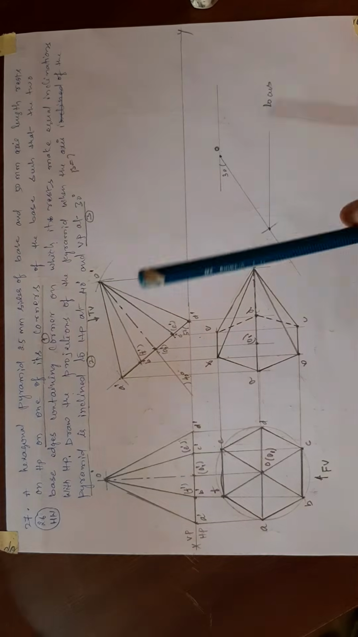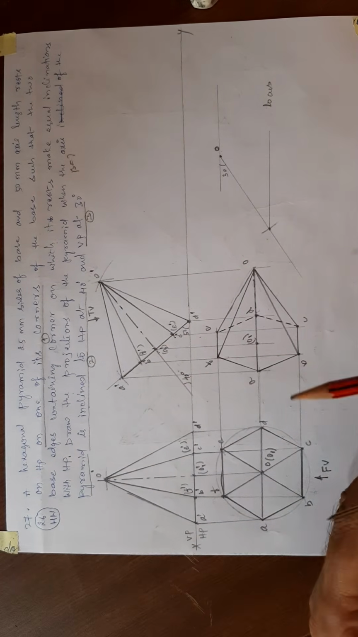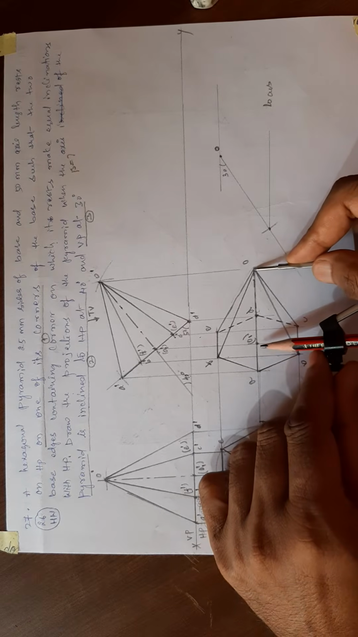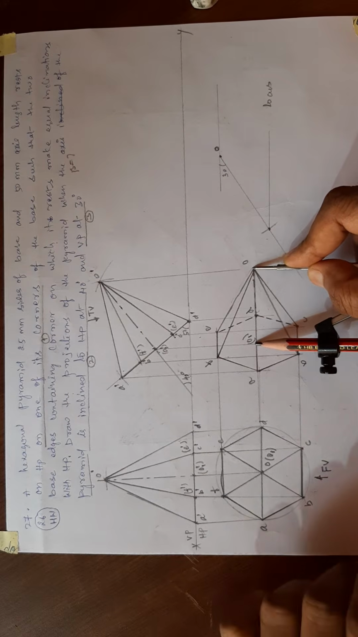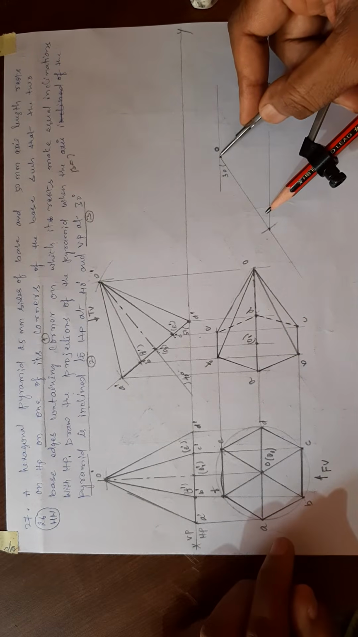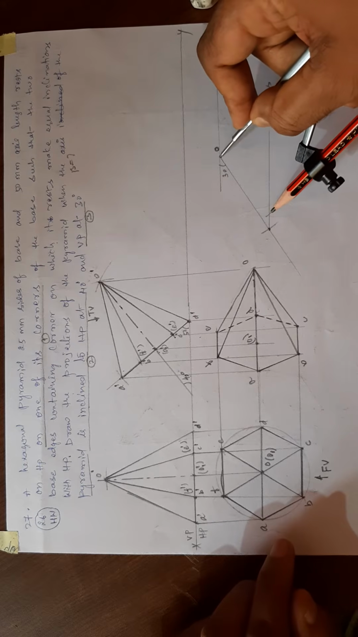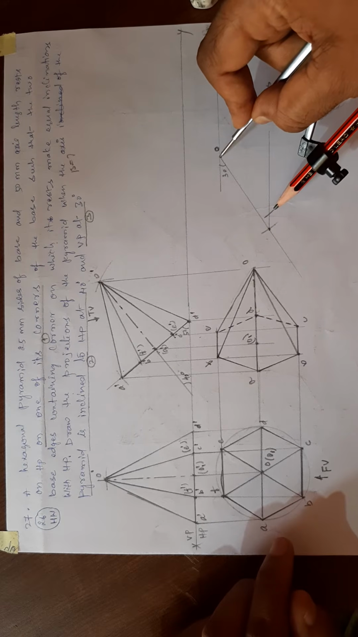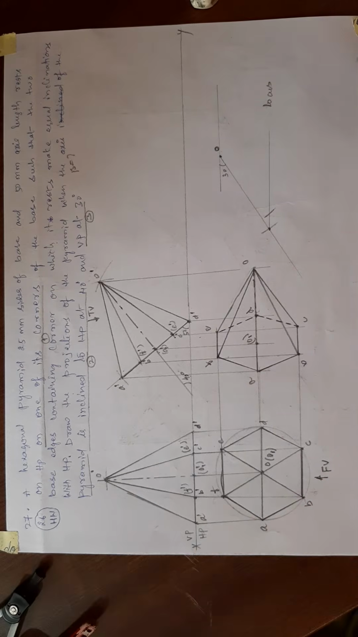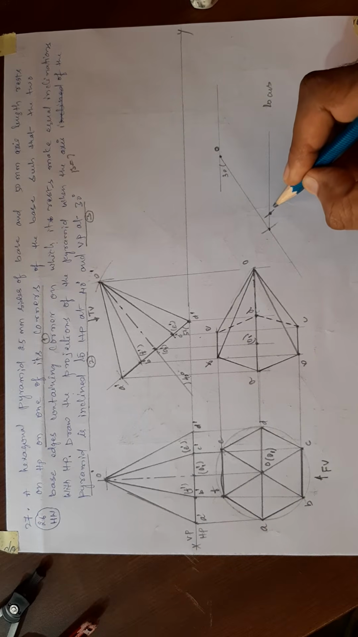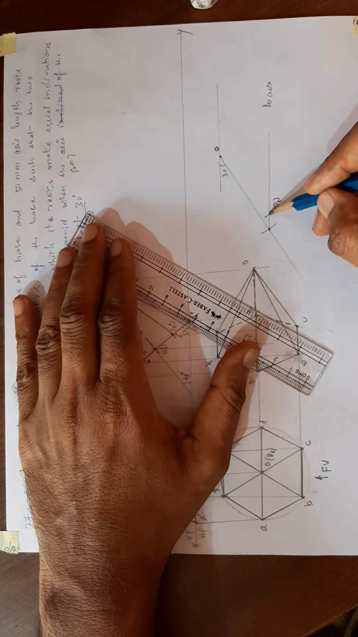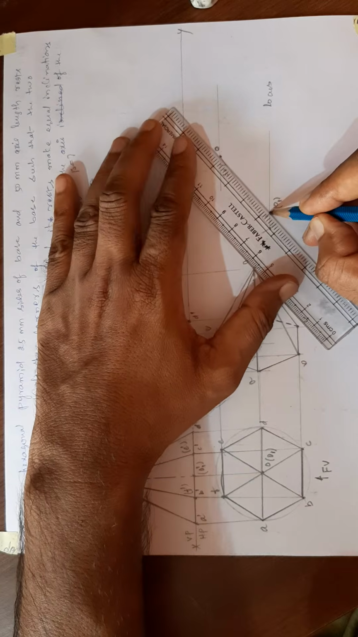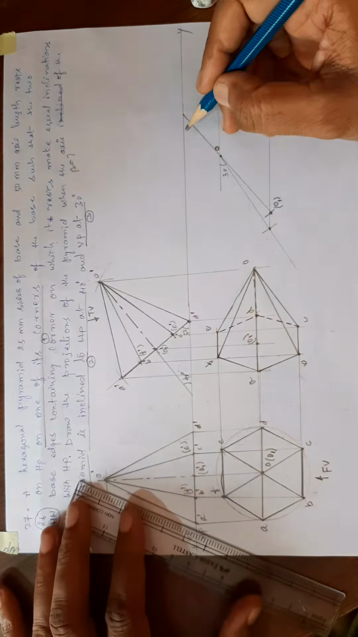Then take the top view of the axis. This is O1. You have to take the axis of the top view. Then you keep the compass and cut the locus. Now this point is O1 in brackets. Now join O1 O, that is beta. Join O1 O, extend to cut the XY line. Now this is beta.